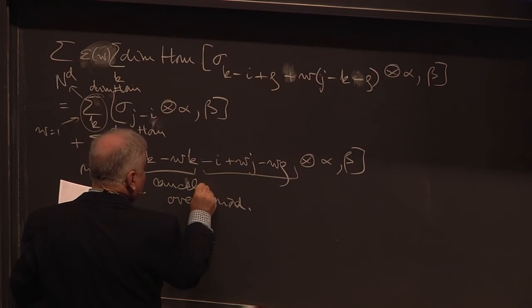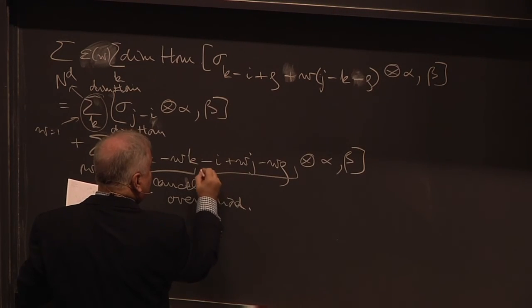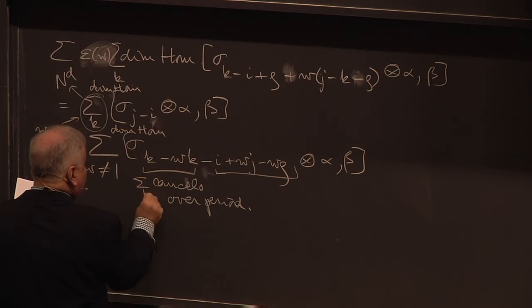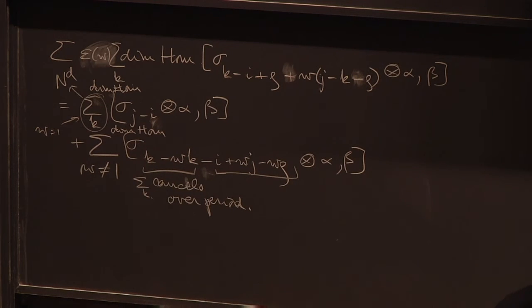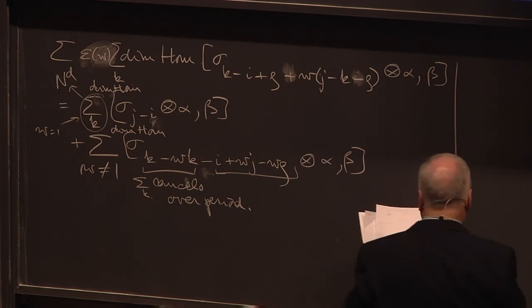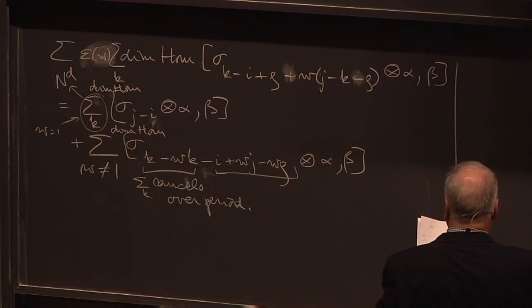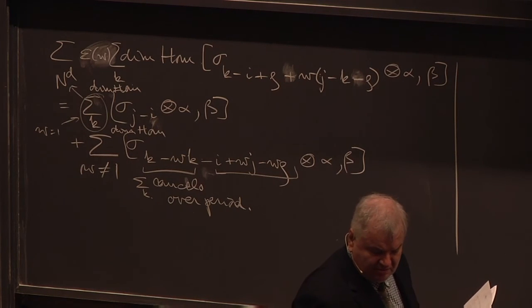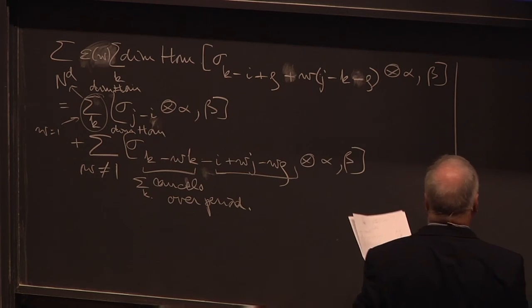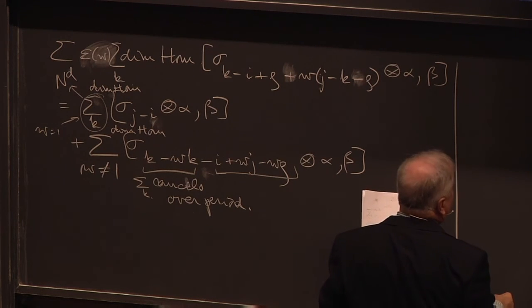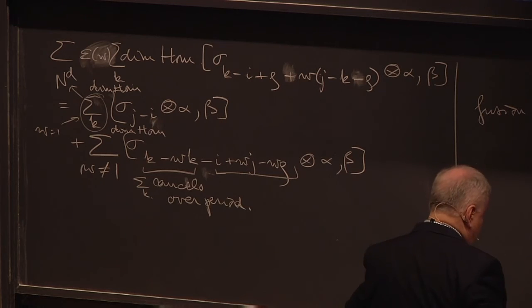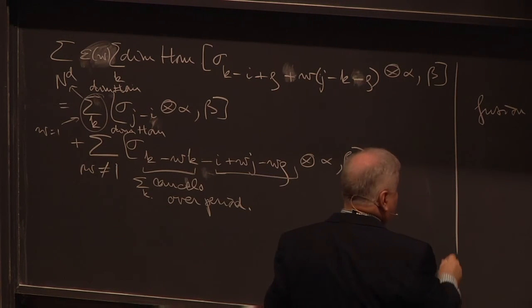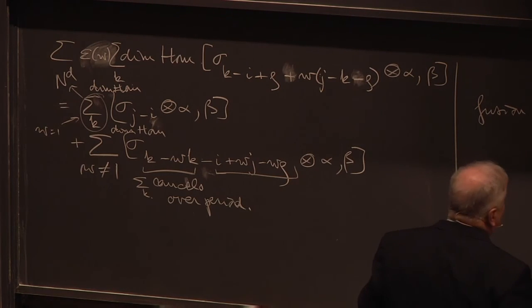So the sum over k here. Let's make sure that the sum over k cancels over period. Now. Remember the formula that we had. It's the formula that we had, at least let's do the preparation for the next time, which were that the fusion, the fusion matrices were the following. It was a sum.